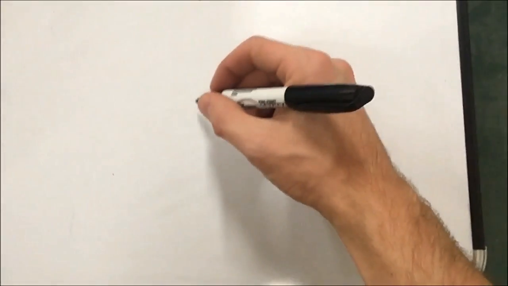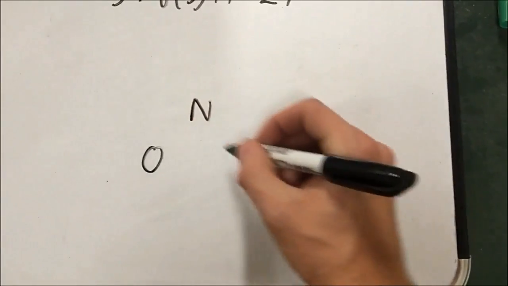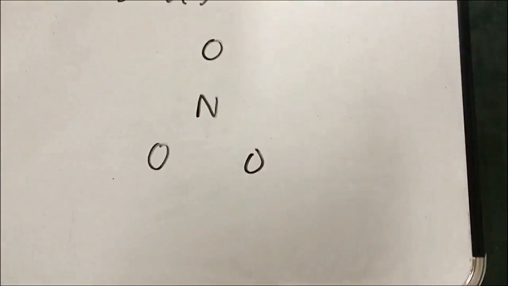The least electronegative will go in the middle. And then we're going to distribute oxygen around it.